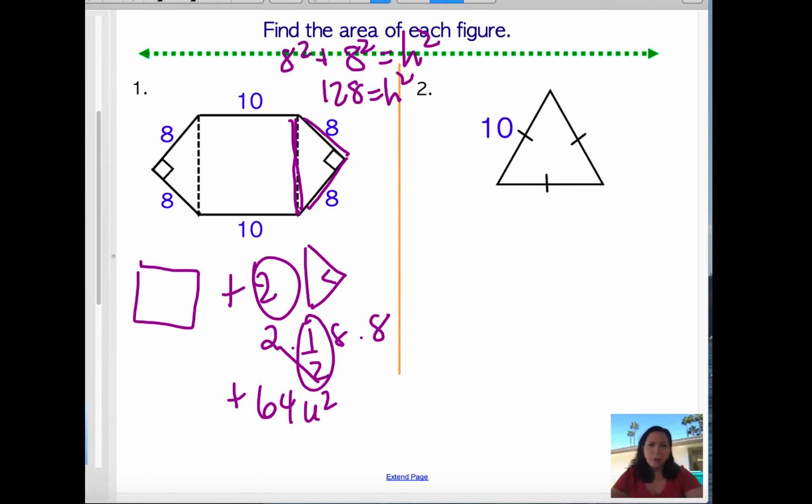Numbers get multiplied with numbers, and so the area of this triangle is going to be 25 root 3, and I don't see any units, so we'll just call this units squared. And so that's the area of that triangle there on the right.